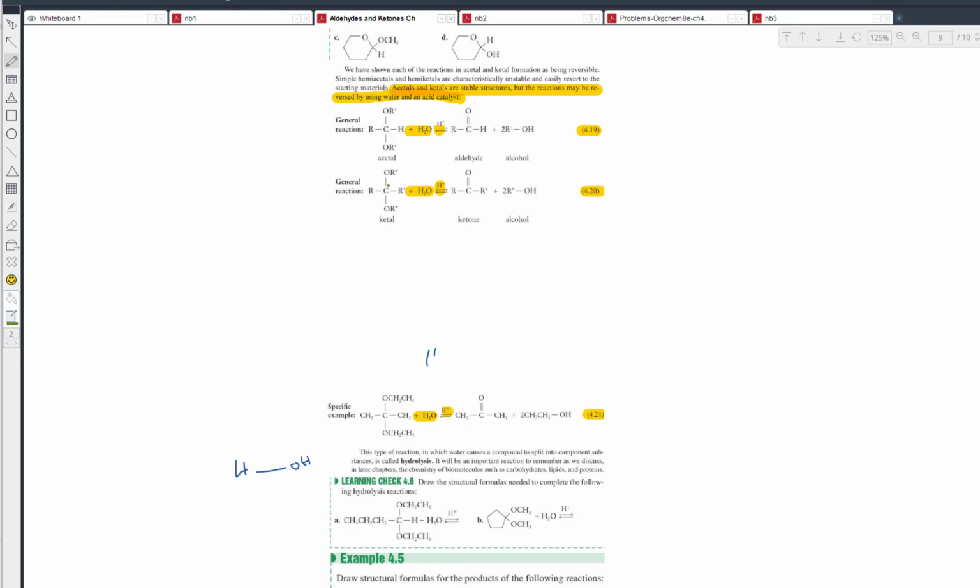I am writing the water as HOH, okay? Negative and positive. What happens: this portion, CH3CH2, will go with this, and this whole thing will go with this. So what you will get is 2 molecules of CH3CH2OH. Am I right?